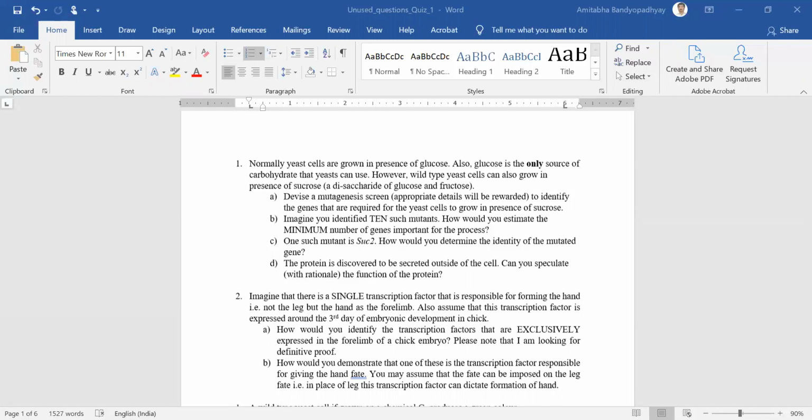Can we do, so we can do a gene expression, differential gene expression analysis between leg bud and the bud which forms the hand. Wing bud, huh? And then we can find out that one transcription factor which is overexpressed in forelimb bud but not in leg bud. Your answer is almost correct. You were just missing one piece of information. Fix the question.